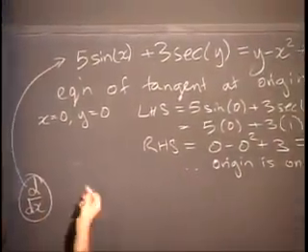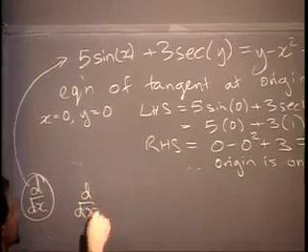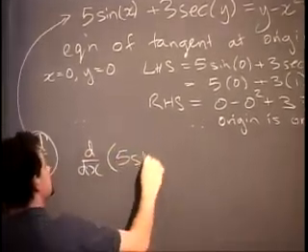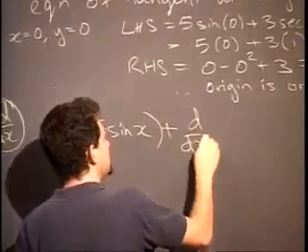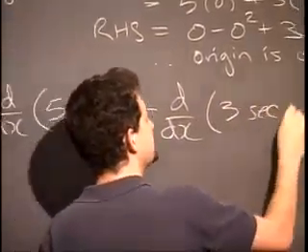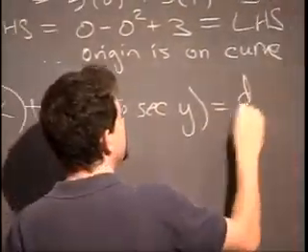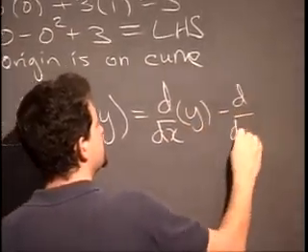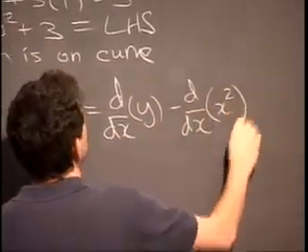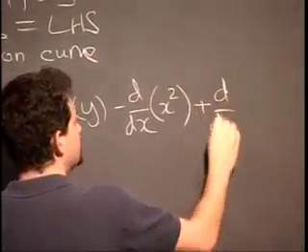So I'm going to have d/dx. I'll write it out in gory detail. d/dx of 5 sine x plus d/dx of 3 secant y equals d/dx of y minus d/dx of x squared plus d/dx of 3.